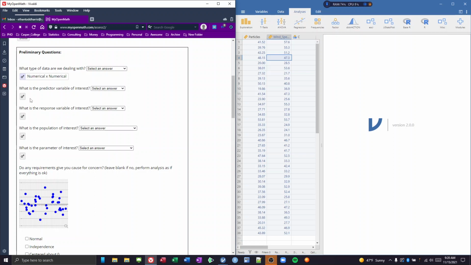So the predictor variable of interest is going to be our wind speed because that's like easy to measure. And a response variable, what we want to be able to predict is actually like the particulates in the air. So the population of interest is going to be like this atmospheric conditions near the rover. That's like what we're measuring. And then the parameter of interest is the true mean particles per, or particulates per cubic centimeter.